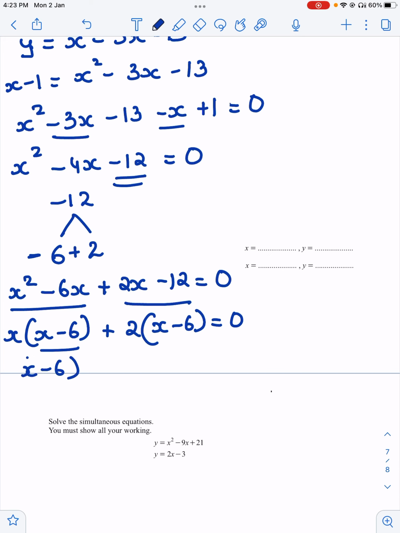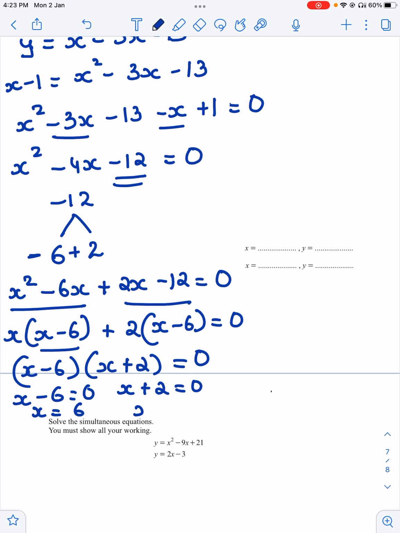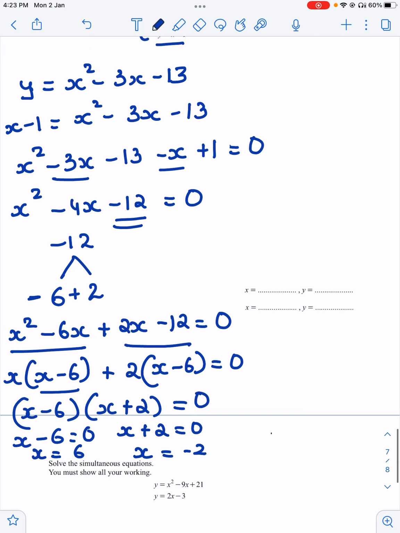x minus 6 or x plus 2 is equal to 0. x minus 6 is equal to 0, x is equal to 6. x plus 2 is equal to 0, x is equal to minus 2. I get the values, 6 and minus 2.